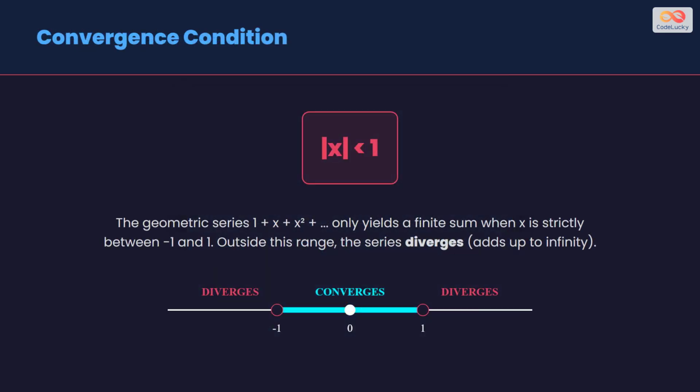However, this series does not work for all numbers. It has a specific condition for convergence. The absolute value of x must be strictly less than 1. This means x must lie between -1 and +1. If x is outside this range, the sum explodes to infinity.